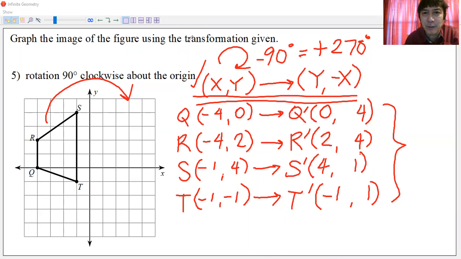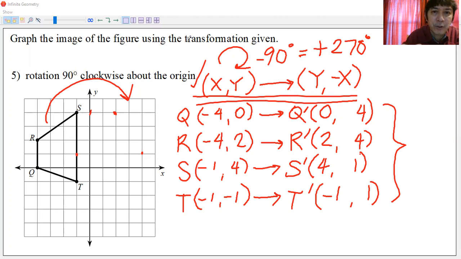All right, let's have the drawing on our screen. Let's start with the points 0, 4. So 0, 4 is up here. And then we have 2, 4 for R prime, it's over here. Next is 4, 1 for S prime. 4, 1 is right here. And T prime is negative 1, 1, okay? So that must be the one over here. There, all right. So I hope you can see the 4 red points in our diagram.